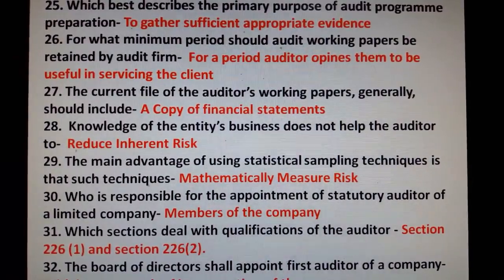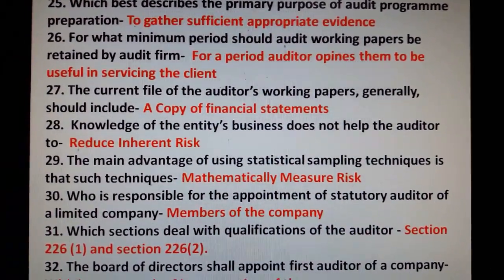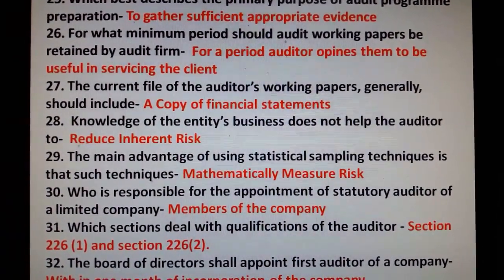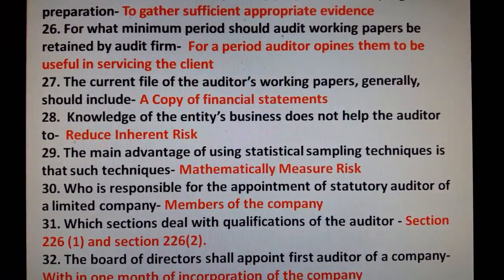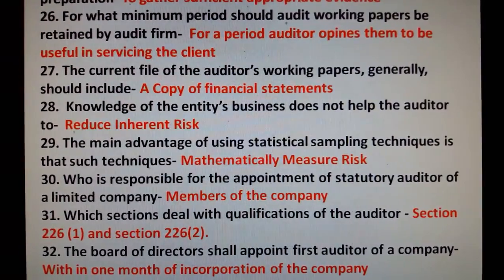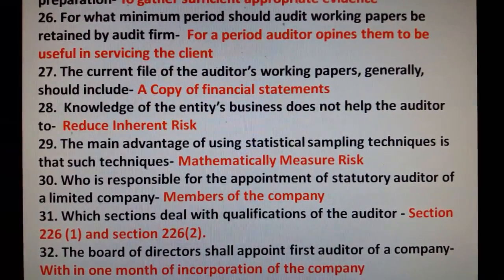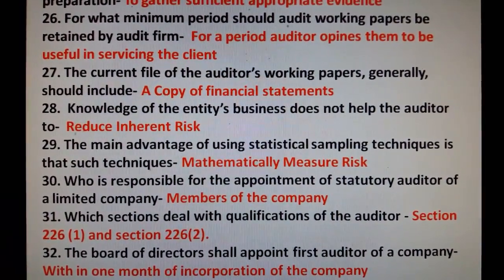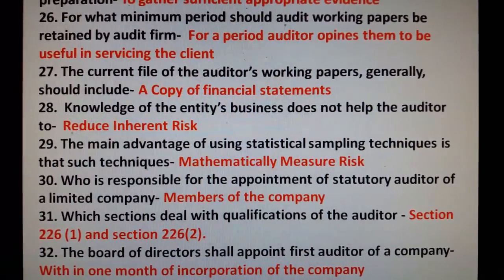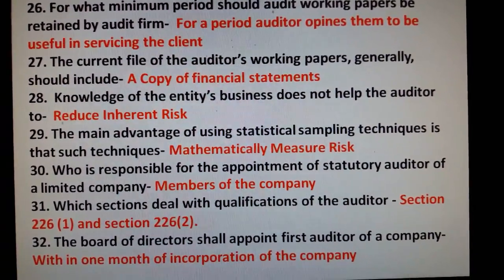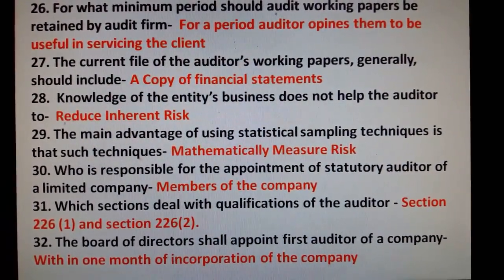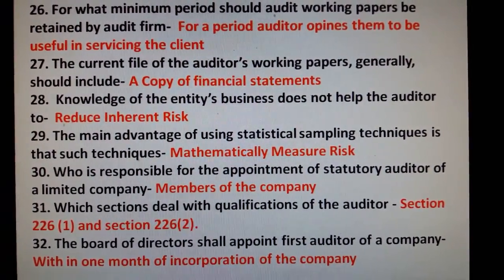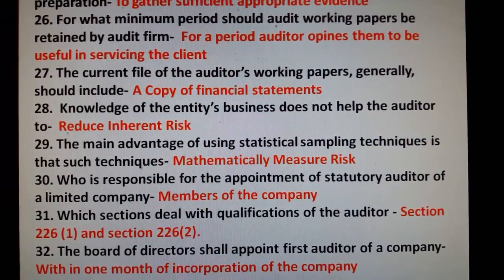The main advantage of using statistical sampling technique is that such technique mathematically measures risk. Who is responsible for the appointment of statutory auditors of a limited company? Members of the company. Which section deals with qualification of the auditors? Section 226(1) and Section 226(2). The board of directors shall appoint first auditor of a company within 1 month of incorporation of the company.